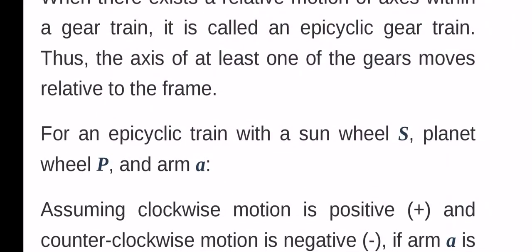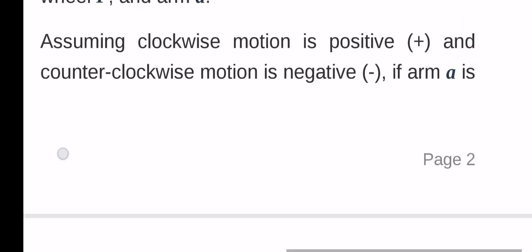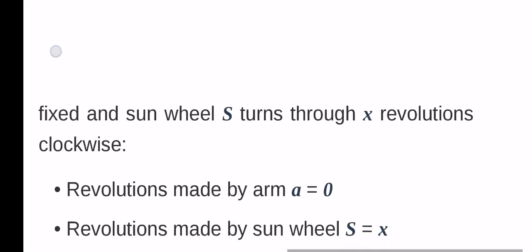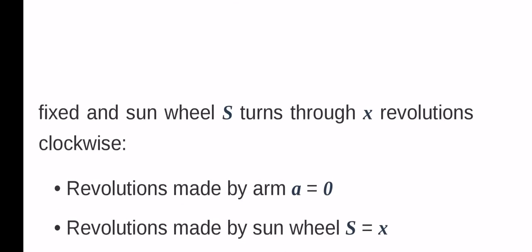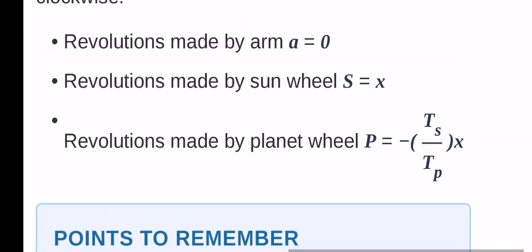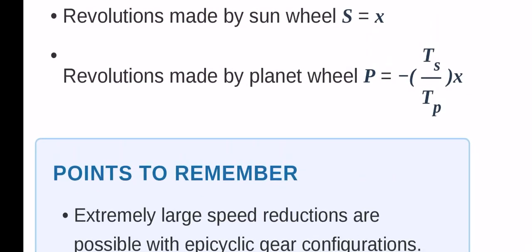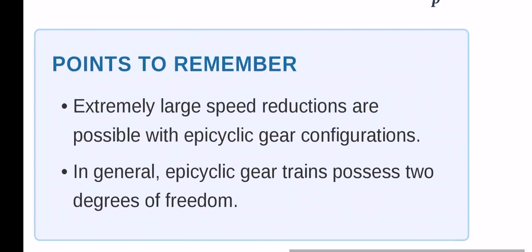For an epicyclic train with a sun wheel S, planet wheel P, and an arm A, assuming clockwise motion is positive and counterclockwise motion is negative, if arm A is fixed and sun wheel S turns through X revolutions clockwise, revolution made by arm A is equal to 0, revolution made by sun wheel S is equal to X, revolution made by planet wheel P is equal to minus TS by TP into X. Extremely large speed reductions are possible with epicyclic gear configurations.